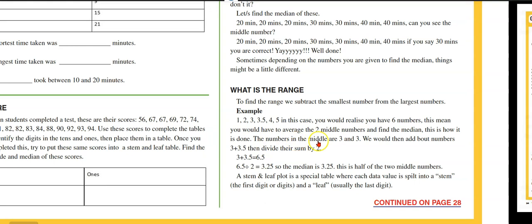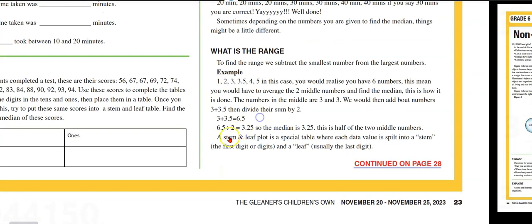The numbers in the middle are 3 and 3.5. We would then add both numbers, 3 and 3.5, then divide their sum by 2. Now, 3 plus 3.5 would be equal to 6.5. 6.5 divided by 2 would give us 3.25. So the median is 3.25. This is half of the 2 middle numbers.